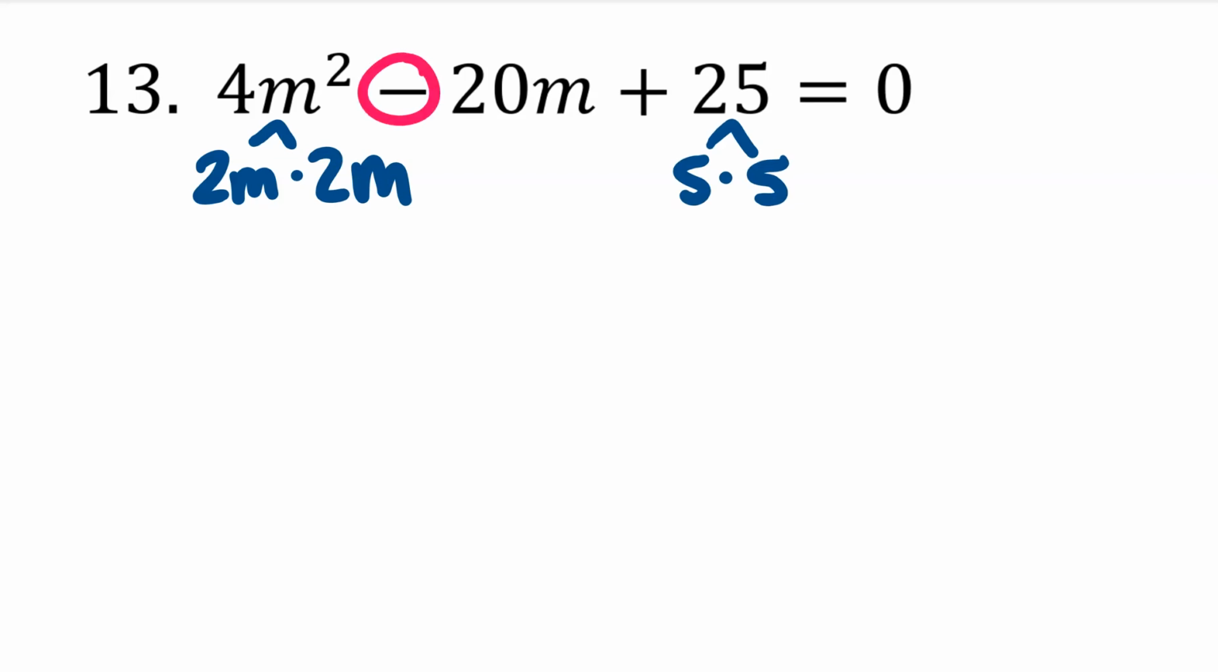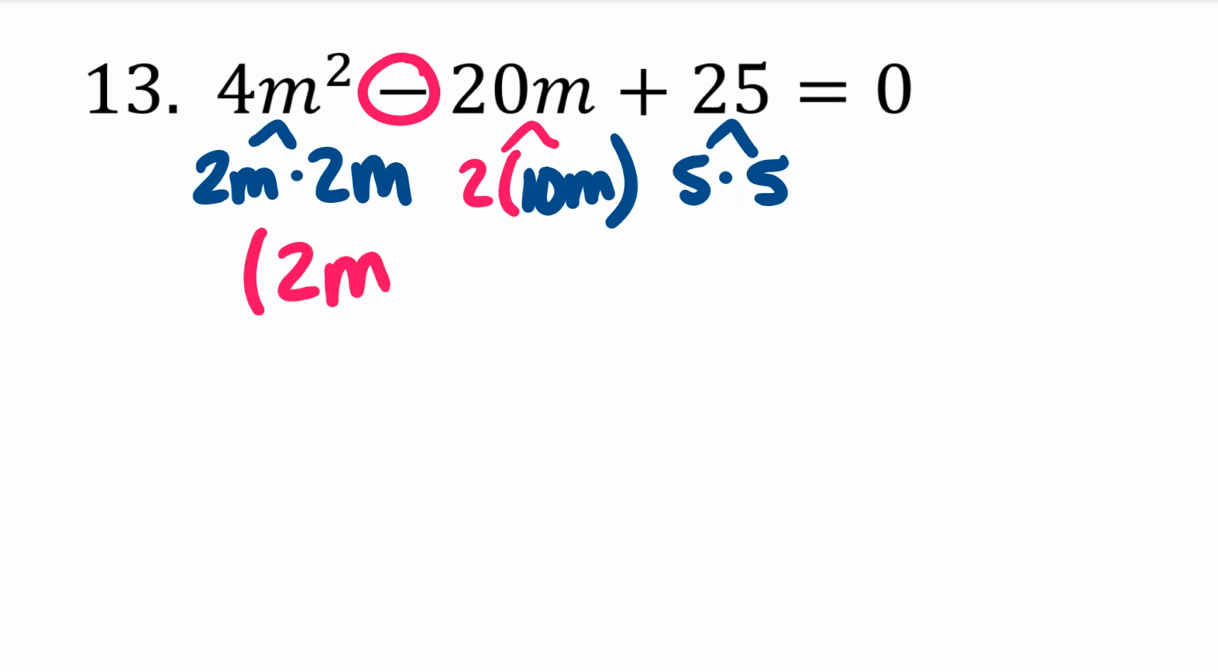I know I'm going to have a minus, and I know that this middle part is going to be 2 times these guys together, which is 10m. Awesome, it works. So because it works, I can go ahead and go straight to parentheses. So each one gets a 2m. Each one gets a minus 5, because my sign is minus.